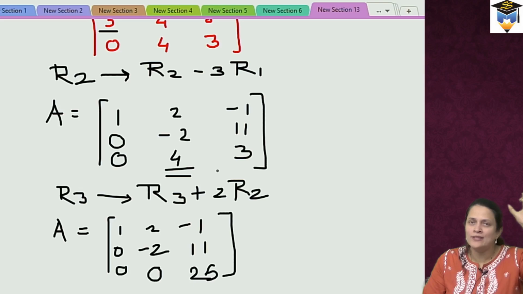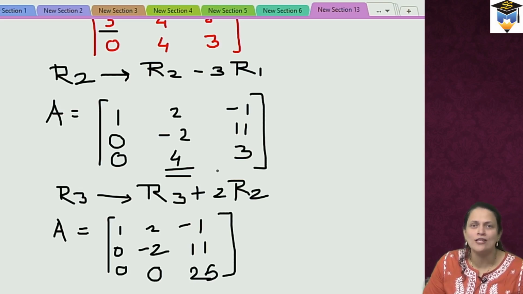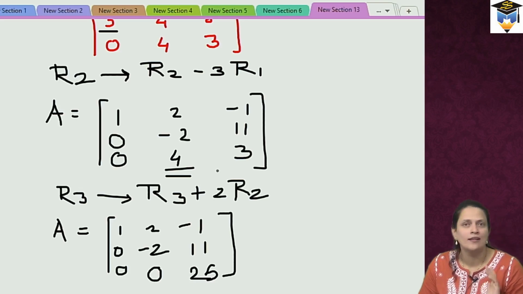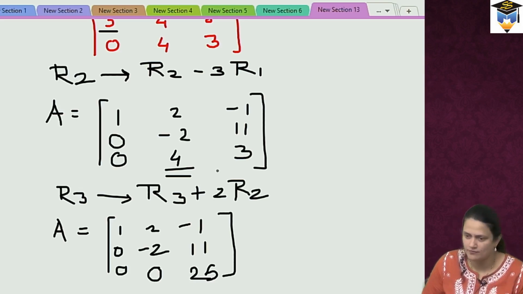So now from the starting, as you have seen, I have just done the row transformations. I have not done column transformation. You're not supposed to mix row and column transformations. Have you understood this part? Now let us go to the next point.